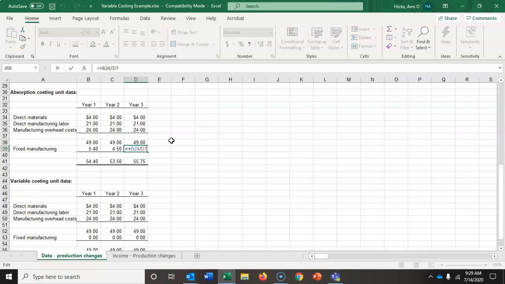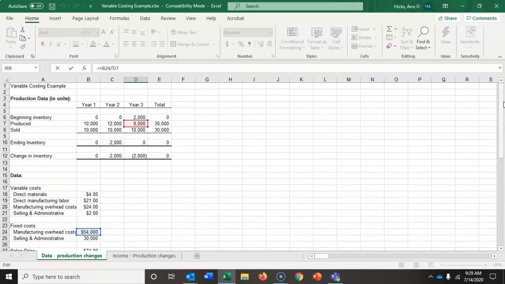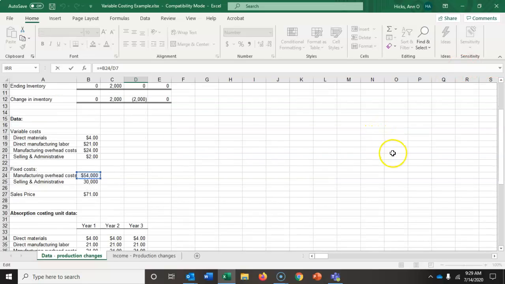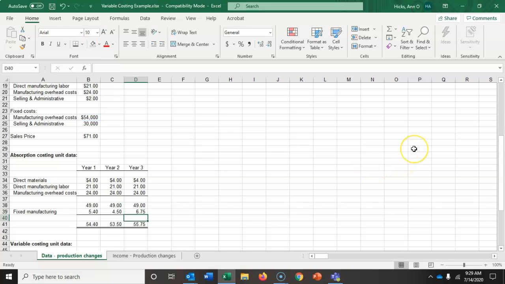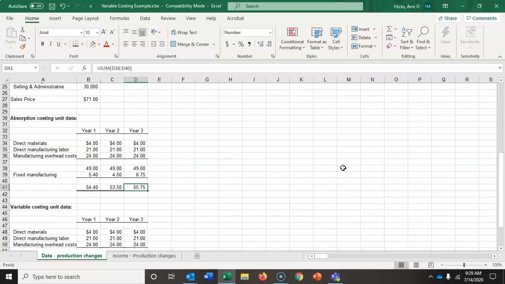Now, year 3 for 21-24, again, variable cost per unit, not an issue. Fixed manufacturing overhead, we take the $54,000, and in year 3, what happened? Our production decreased. We only produced 8,000 units, and so we have a per unit cost of $6.75 for fixed overhead, increasing our overall per unit cost to $55.75. Year 3, units are costing more, not because we incurred more in costs, but because we're spreading those fixed overhead over fewer units. Okay.